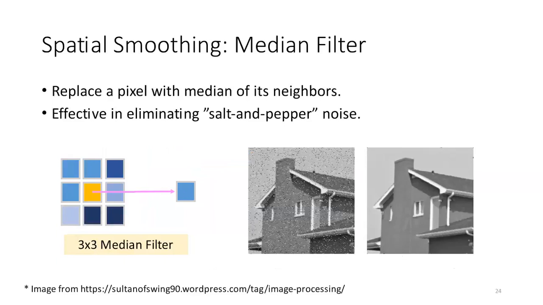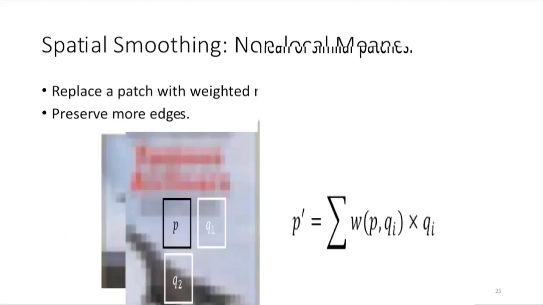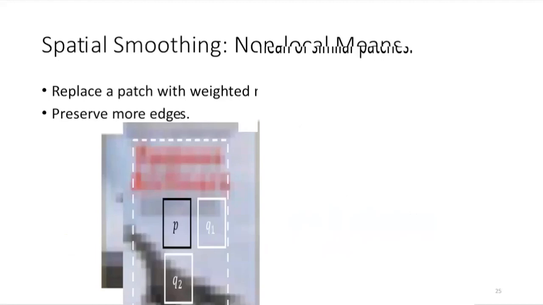And then another squeezer is called spatial smoothing. All the ideas come from image processing. The one specific squeezing we use is called the median filter. It's very effective in eliminating salt and pepper noise. It just replaces the middle pixel using the median value of the surroundings. And there's one more, called non-local mean smoothing. It uses patches and can preserve more edges. The details are in the paper. I'm not going to explain how this smoothing works.